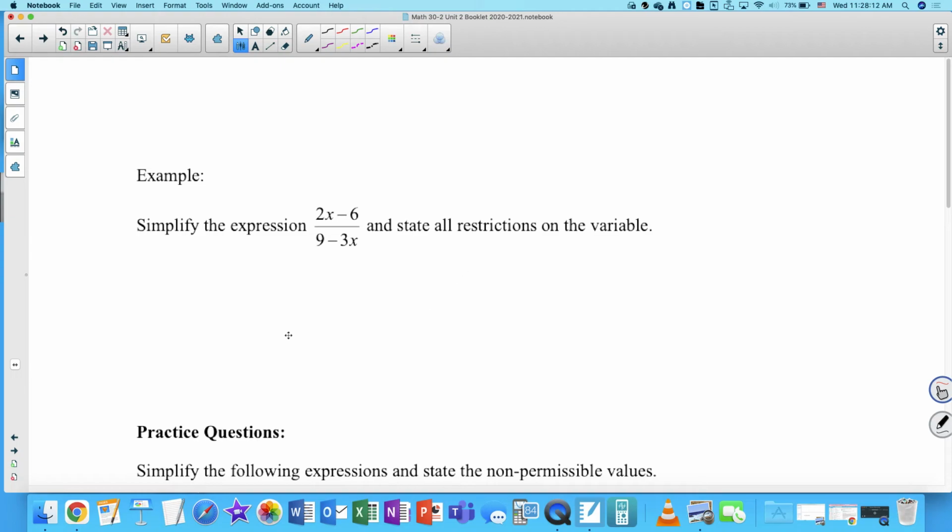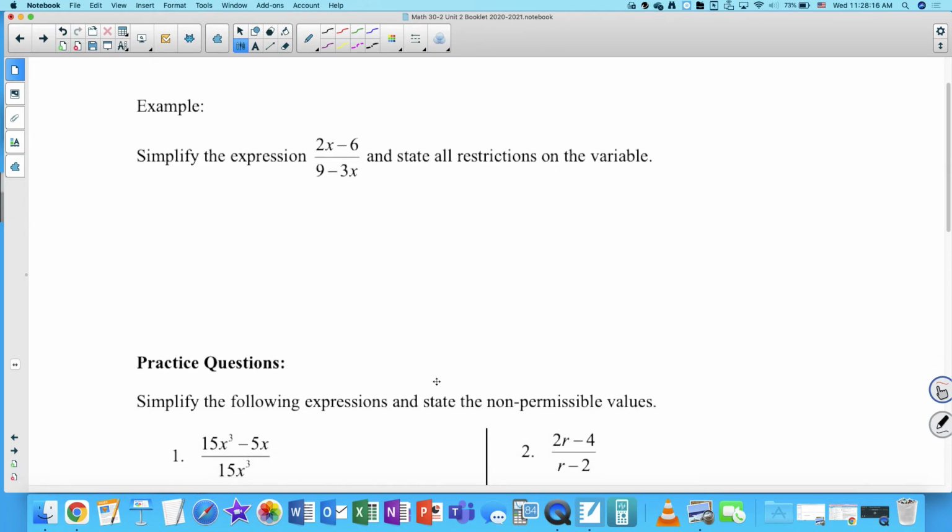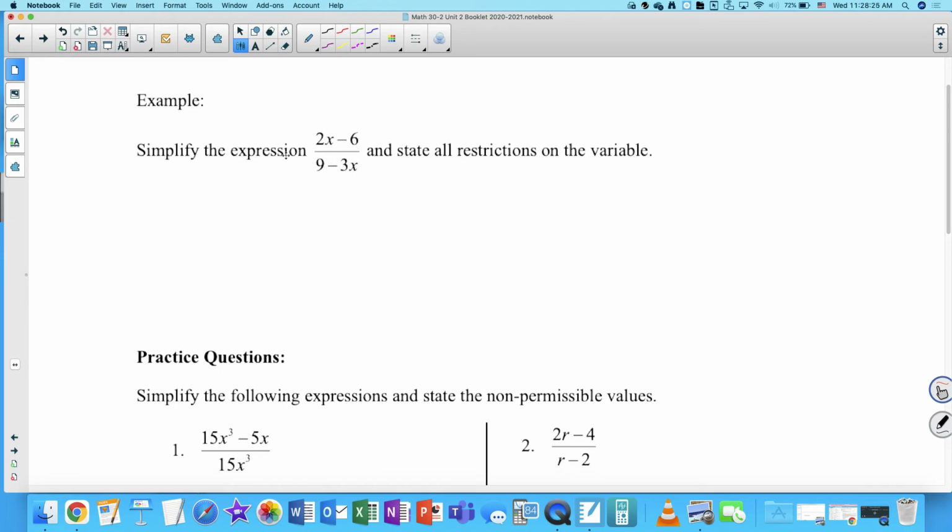Okay, let's look at this guy. 2x minus 6 over 9 minus 3x. So we want to simplify this and state all restrictions on the variable. All right, so numerator and denominator, can they be factored? Yes. Okay, so in the numerator, how can I factor that? Greatest common factor of 2. Yeah. So I take out a 2, and what's left? 2x divided by 2 is x. 6 divided by 2 is 3.